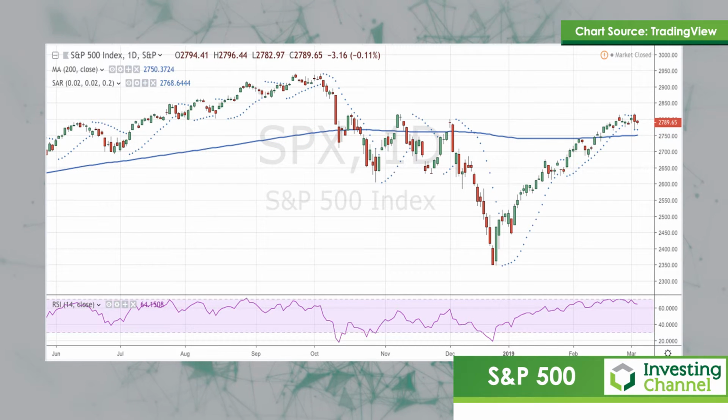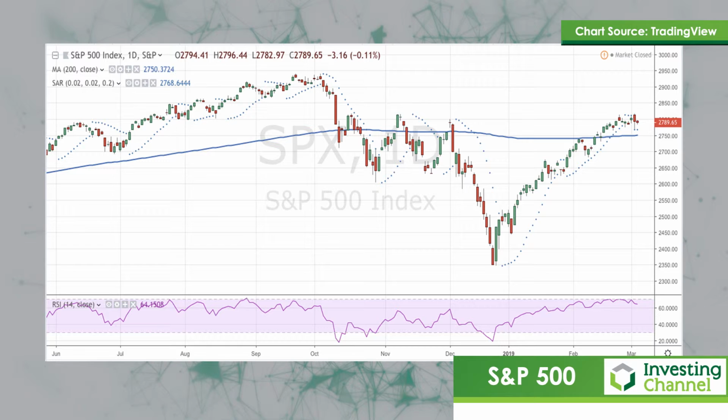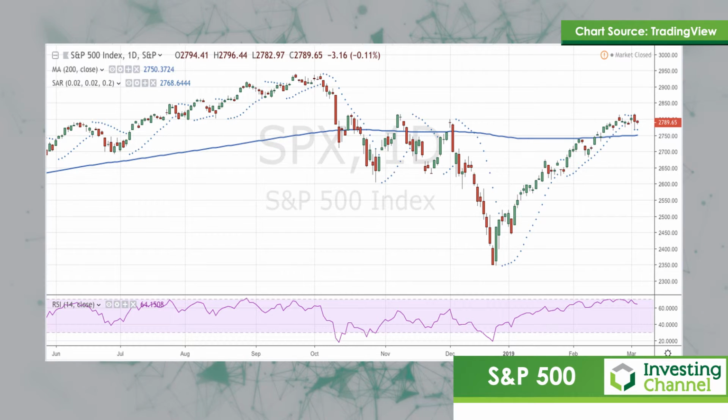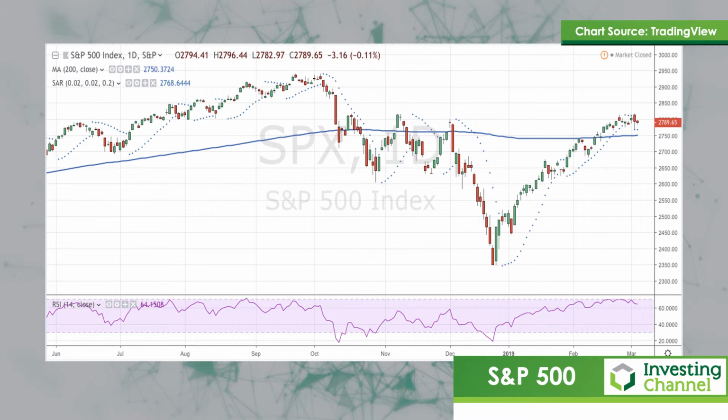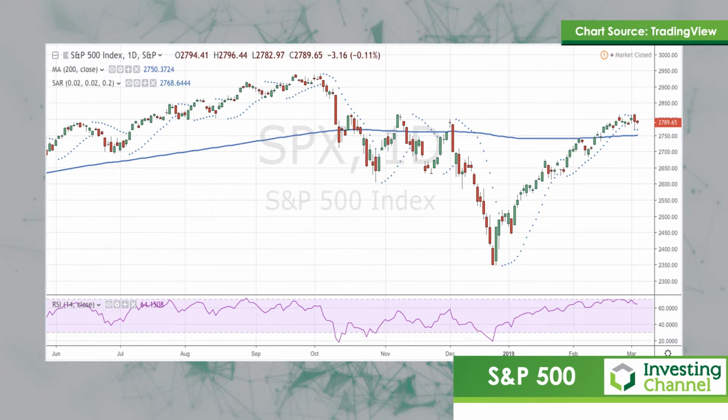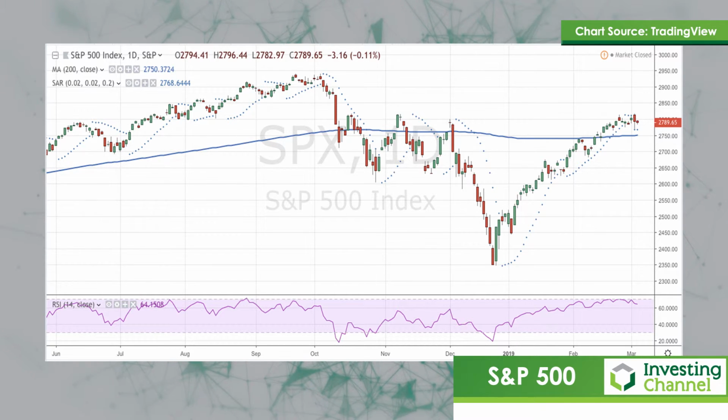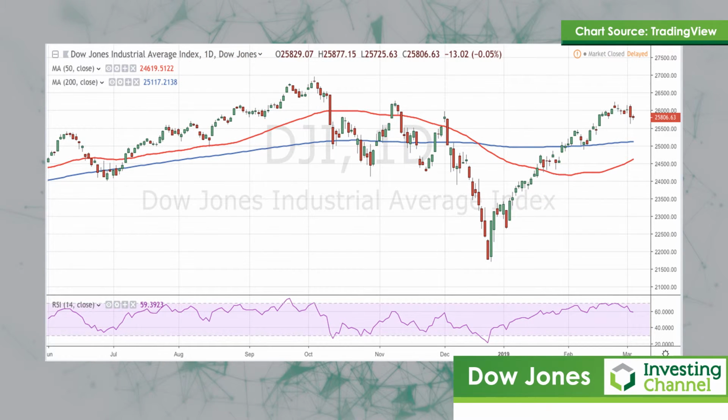We've added the parabolic SAR signal on that. And again, it's very clear that we've got this consolidation on this chart, and it really is make up your mind time. Let's take a look now at the Dow Jones Industrial Averages.